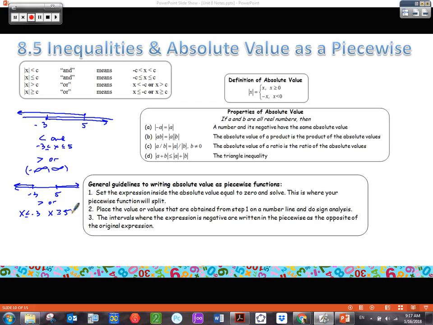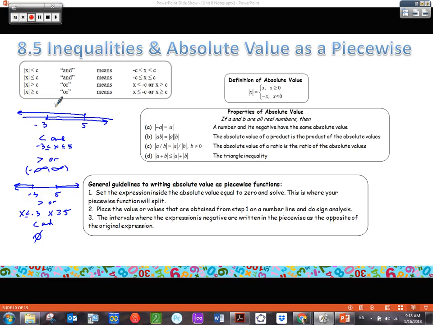But what if it were an "and"? What if it were the result of a less than equation? Do these two graphs intersect? No. So it would be no solution, the empty set. So it's really important for us to recognize what kind of inequality we're dealing with when we have an absolute value inequality. That's the difference.